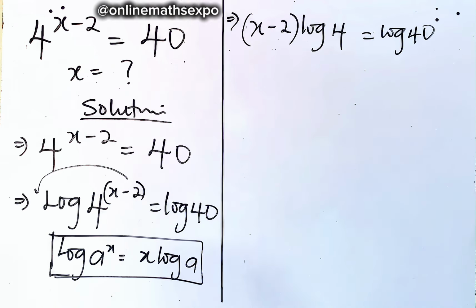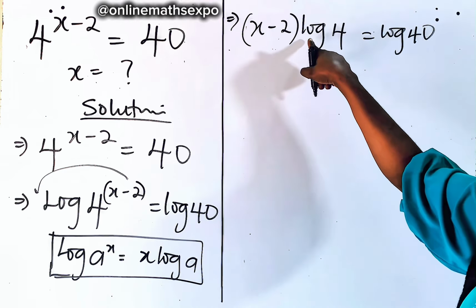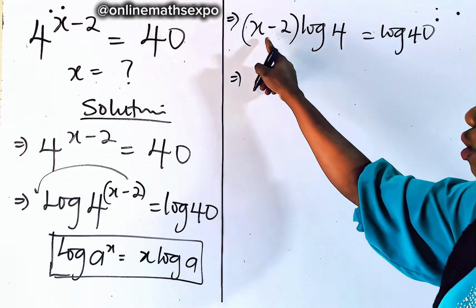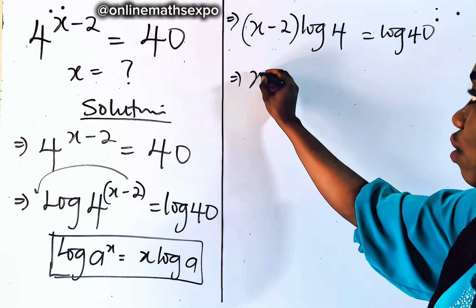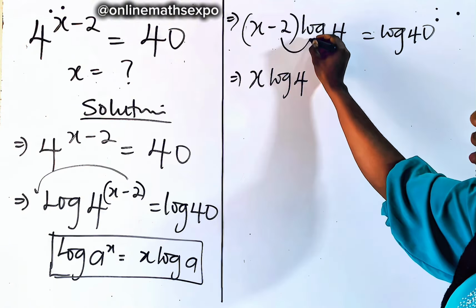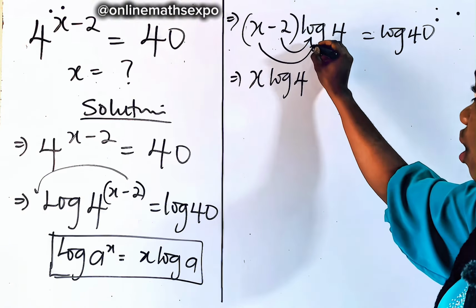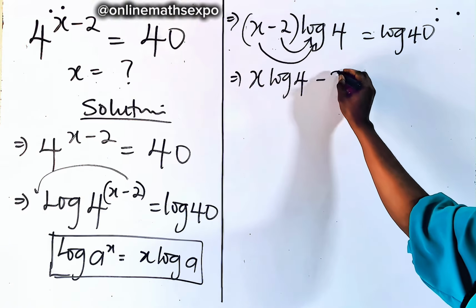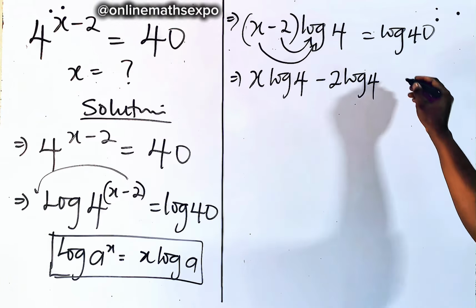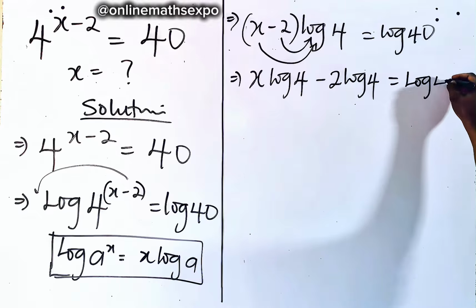What do you do next? Remember, if you use this to distribute into this, it gives you x log 4, then this multiplies this. Just see what we did. So this will multiply to give us negative 2 log 4. Did you see that? And it is equal to log of 40.